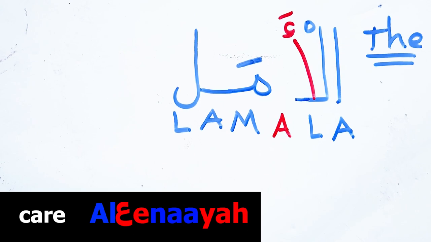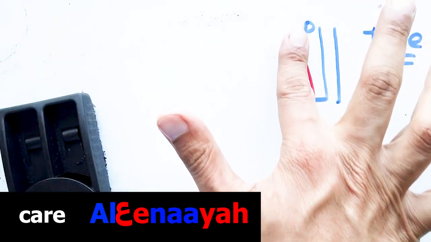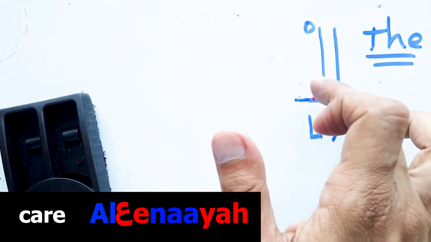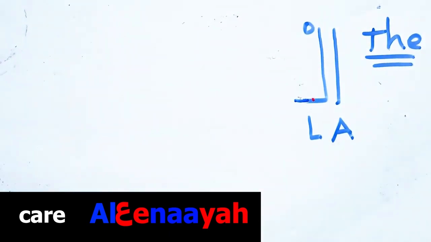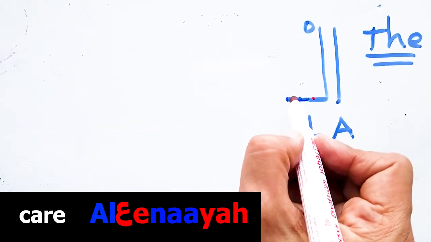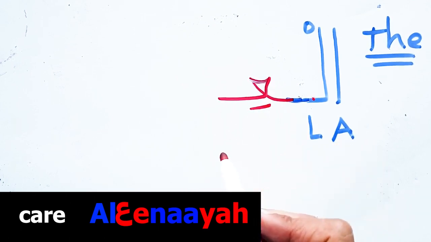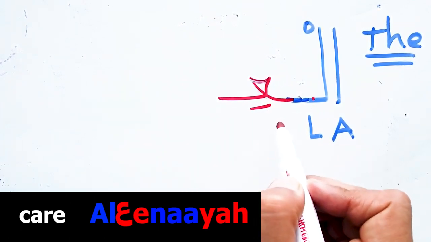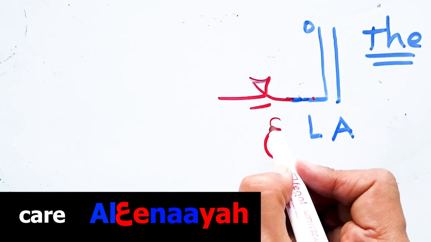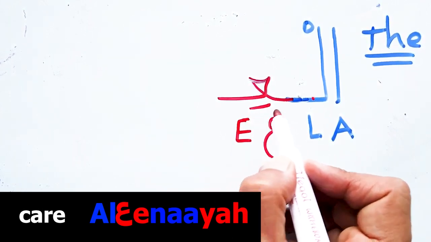Al-'inayah. So let's remove this and this as well, and let's write al-'inayah. Al-'i. It's another syllable. The sound of this letter doesn't exist in English. So I. This is the letter I. And here we have the sound of E.